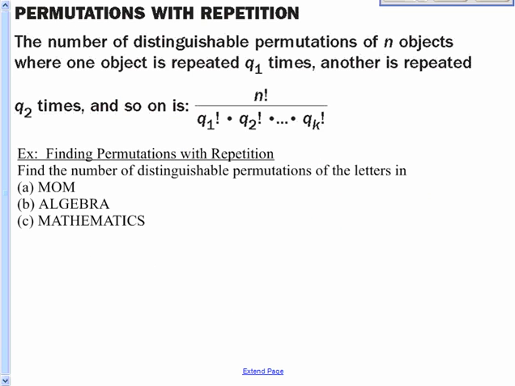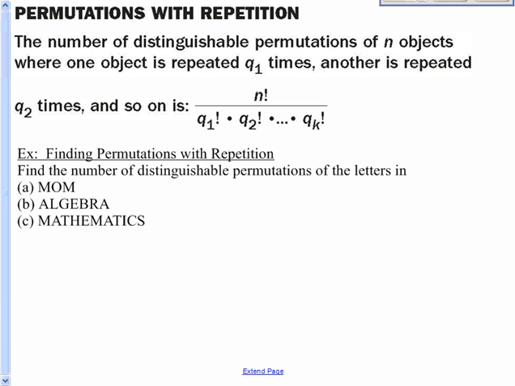Okay, if you remember that. All right, what about if you have some kind of repetition here? Here's your formula for that: n factorial over, so you have one object repeated q1 times. You notice you've got to take out your repetitions. That's what this denominator is saying. I think you'll see that on this first example.